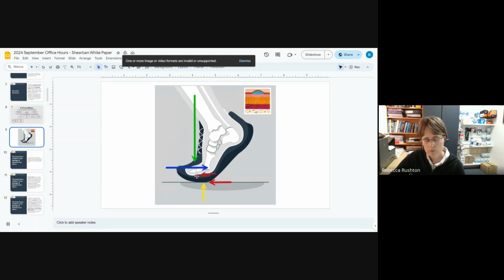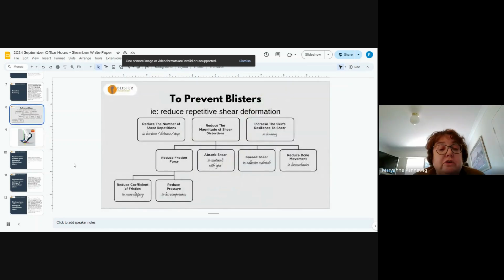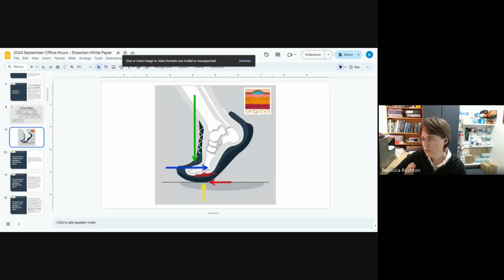So Engo or ShearBan will be this middle red arrow. It's working to make it more slippery between the sock and the shoe. Oh, it's the sock and the shoe. Okay. Yeah, because you stick it to the shoe or the orthotic.